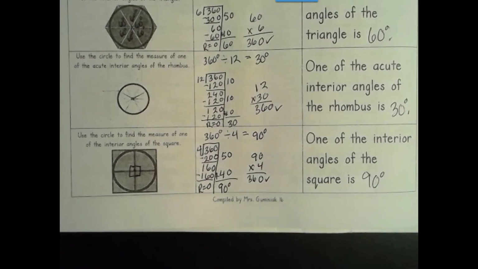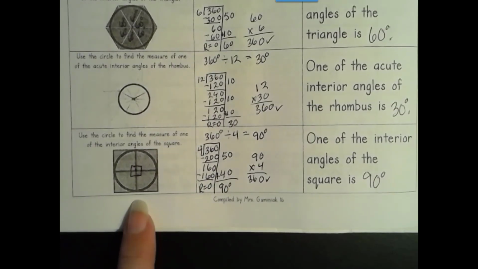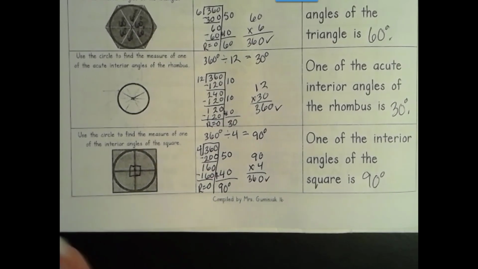All right, so now we're going to practice some more with angles as fractions of a circle. And that's how we also find the angles for other shapes, like squares, trapezoids, hexagons, rhombi, any of those.